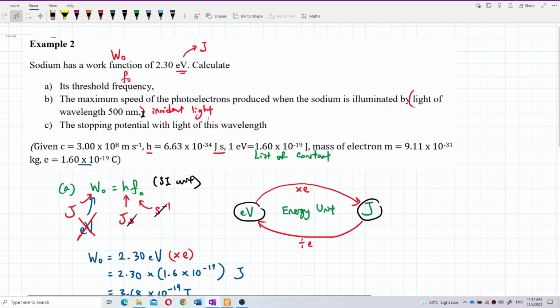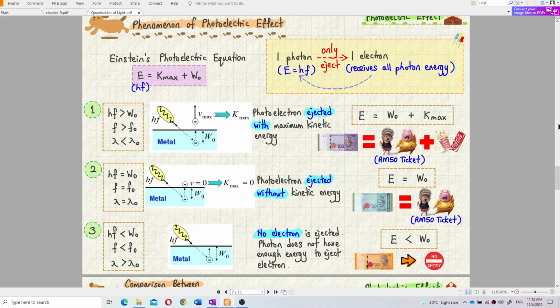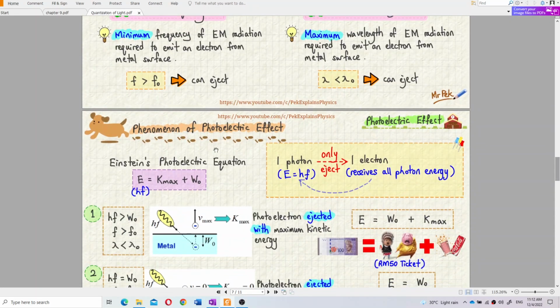So we want to find the maximum speed, Vmax. Vmax is related to Kmax, kinetic energy, isn't it? Maximum speed of the photoelectron produced, or we can say ejected from the metal surface. That means it has already overcome the work function. So how? Go back to our photoelectric equation, E equal to Kmax plus W naught.